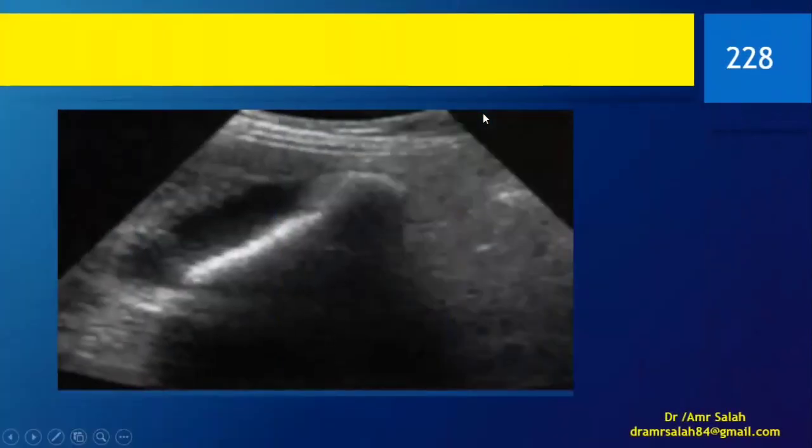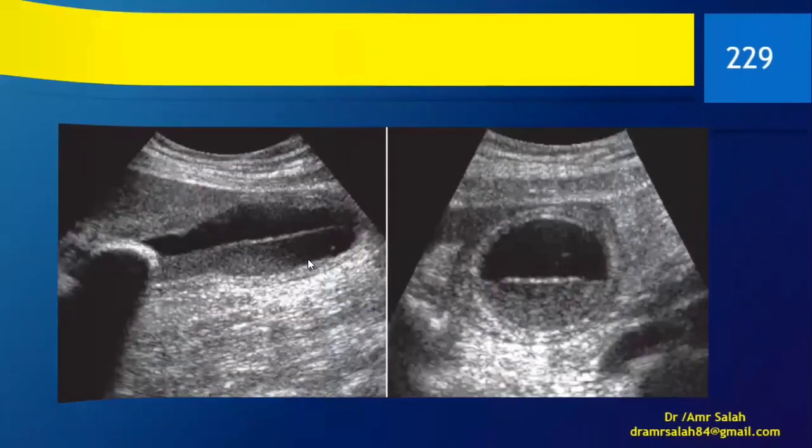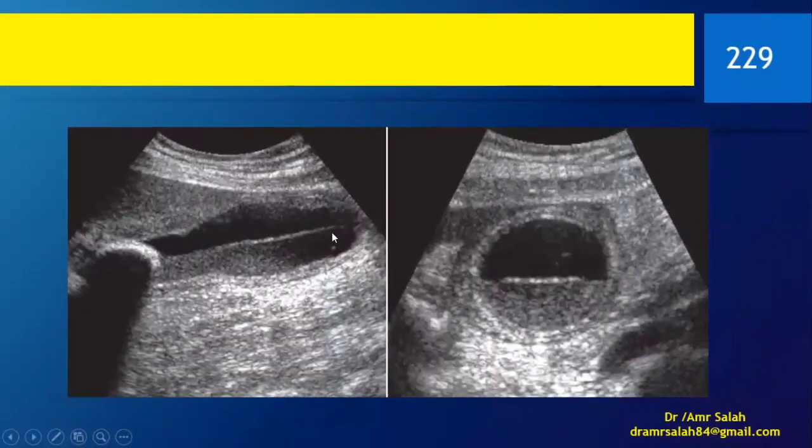Okay. What about this? Fluid level with white line. Absolutely correct. This is milk of calcium. And I would verify by X-ray. Bravo. Or CT. More simple X-ray.